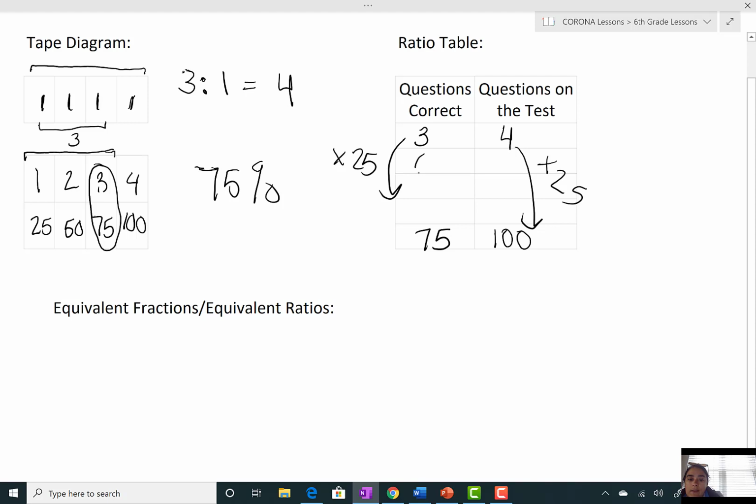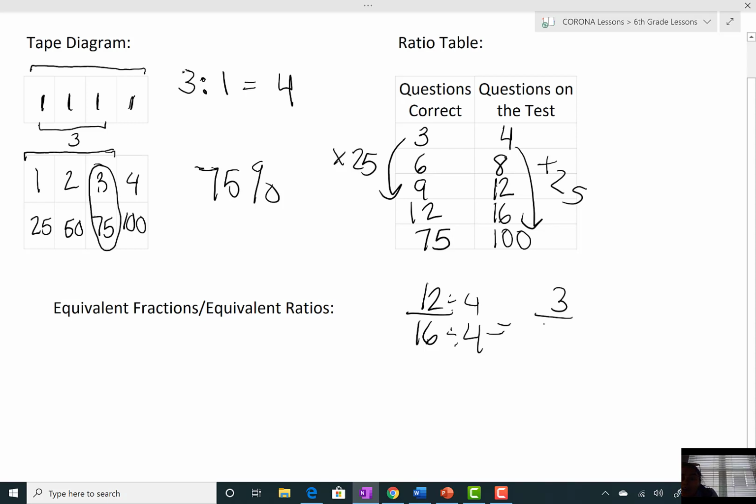If I went 6, 8, these are going to be equivalent to 75 to 100. 3, 6, 9, 12. If I keep adding 3 more, 12 to 16, these are all equivalent ratios that would get me to 75 over 100. Okay, and the way we could figure them out is if I reduced any of these, like let's say take 12 out of 16, if I reduce this by dividing it by 4, I would get 3/4, which is the same thing as 75 over 100.